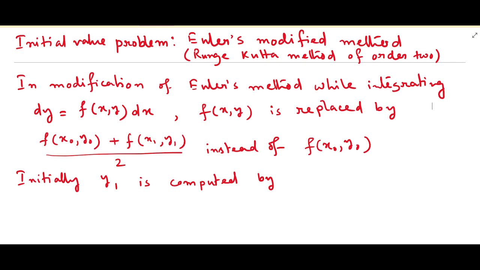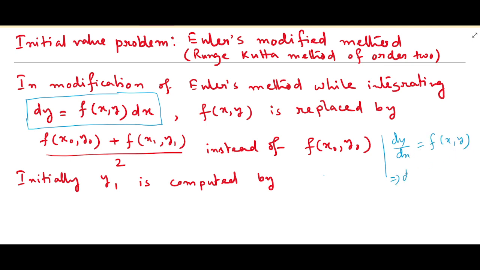Now, in the modification of Euler's method, the start is the same, but there is a little bit of modification here. Every time, in Taylor's and in Euler's, we take a first order differential equation, right? dy by dx equals f of x comma y. Then what will be our next line? dy equals f of x comma y into dx. So from there we get this particular expression, dy equals f of x comma y into dx.